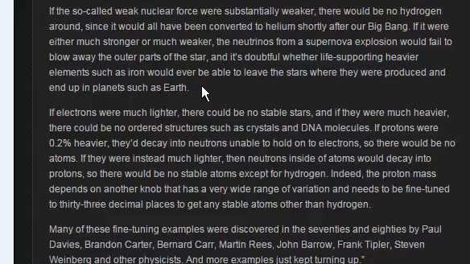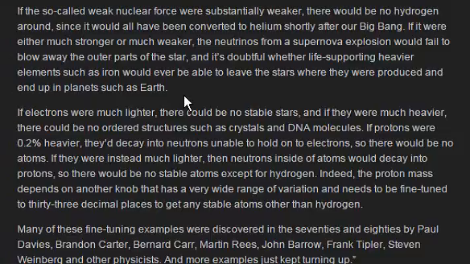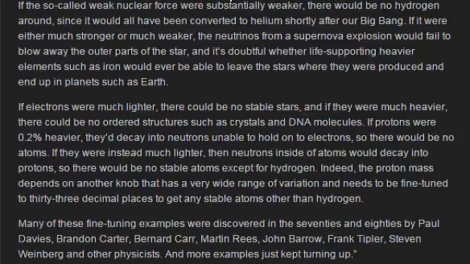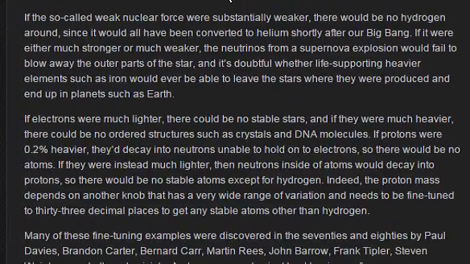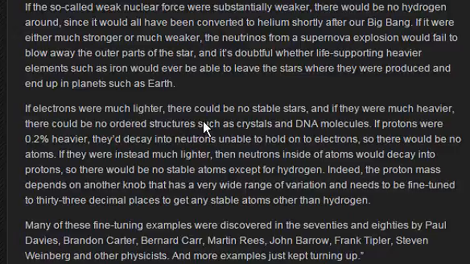Now I will continue. If electrons were much lighter, there could be no stable stars, and if they were much heavier, there could be no ordered structures such as crystals and DNA molecules. If protons were 0.2% heavier, they would decay into neutrons unable to hold on to electrons, so there would be no atoms. If they were instead much lighter, then neutrons inside of atoms would decay into protons, so there would be no stable atoms except for hydrogen.